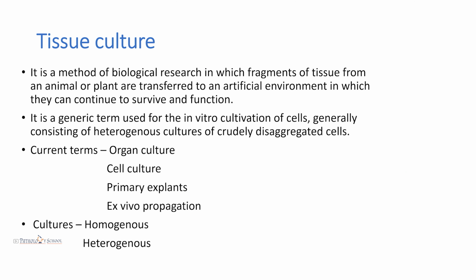So what is tissue culture? It is a method of biological research in which fragments of tissue from an animal or a plant are transferred to an artificial environment in which they can survive and function. So it is basically a blanket term or a generic term which is used for in vitro cultivation of cells, generally consisting of heterogeneous cultures, and these cells are disaggregated cells. So the current terms or the classification is organ culture, cell culture, primary explants, ex vivo propagation, and based on the composition, the cultures can be homogeneous and heterogeneous.